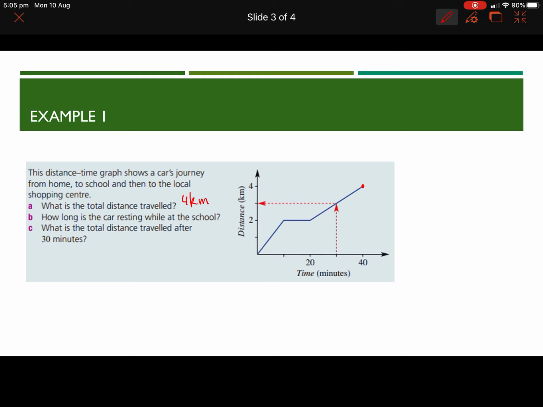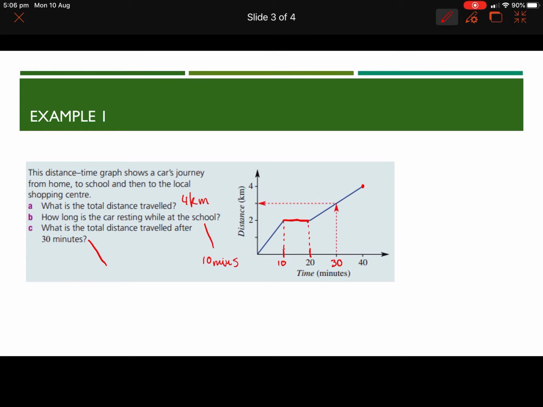The next bit, how long is the car resting while at school? Remember, resting means a horizontal line, like a straight or flat line. So along here, that means they're resting, between the time here and the time here. We should be able to tell that this is going up by 10 minutes, so that would be 10, 20, 30, 40. They're resting between 10 and 20 minutes, so in total they are resting for 10 minutes.